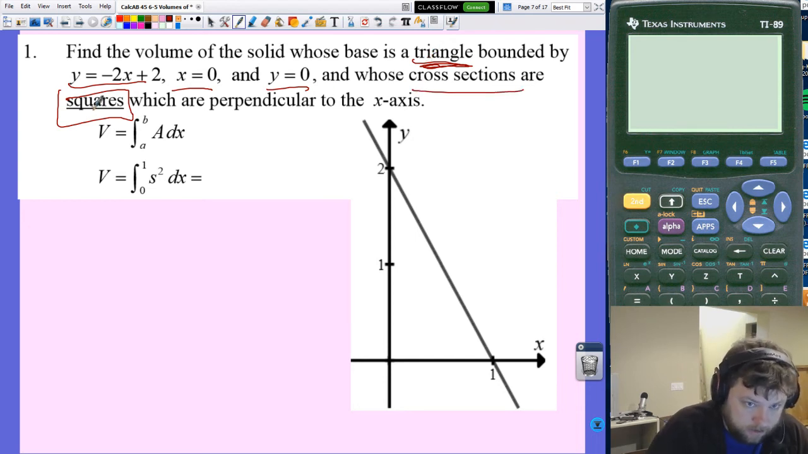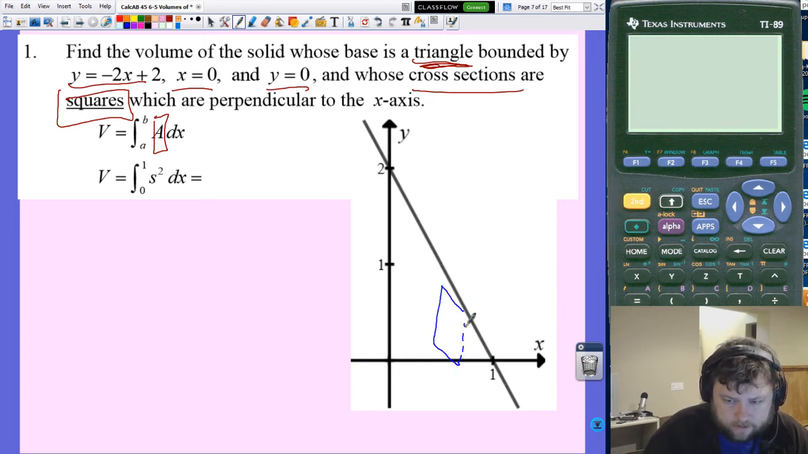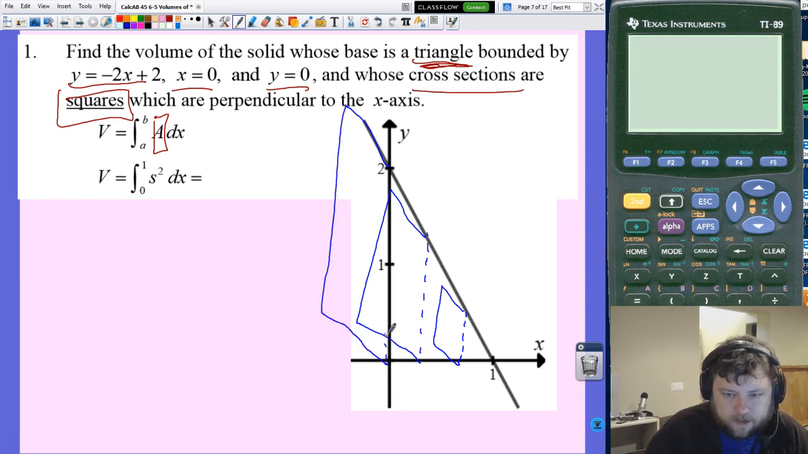Cross sections are squares. So that means the area formula is going to be for squares, which are perpendicular to the x-axis. So I'm going to draw a picture of what that looks like. Perpendicular to the x-axis means the squares are kind of popping out like this. Oh, I'm a really bad drawer of squares. It's kind of hard to draw 3D for me. But hopefully you get the idea. It's like they're popping out like that, maybe.